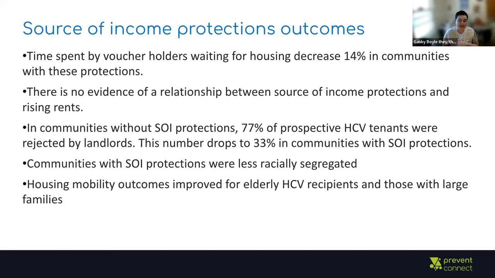We also found that in communities without source of income protections, 77% of folks using housing choice vouchers were being rejected by landlords. And this number drops to 33% in communities with source of income protection. So again, really major. There are also better housing mobility outcomes for elderly folks and those with large families. And while Lawrence is not a particularly segregated community, we're actually really integrated when you look at who is living where, in communities with source of income protections, there was less racial segregation.